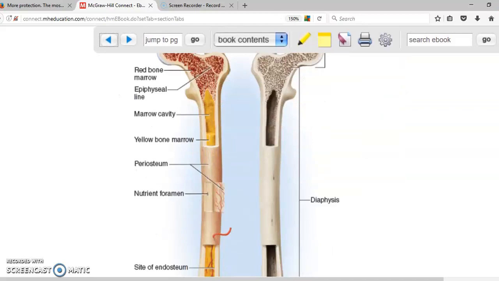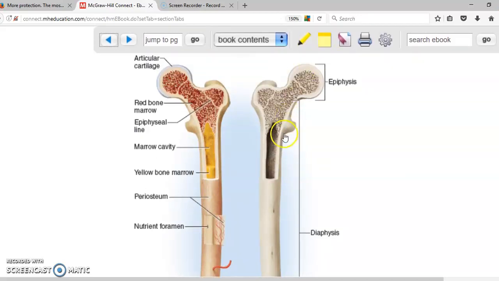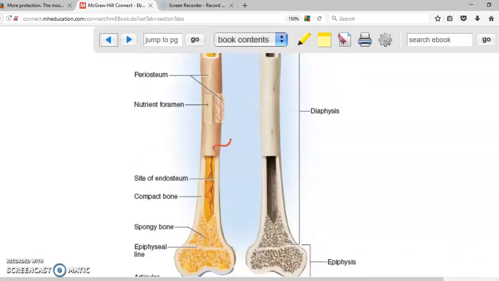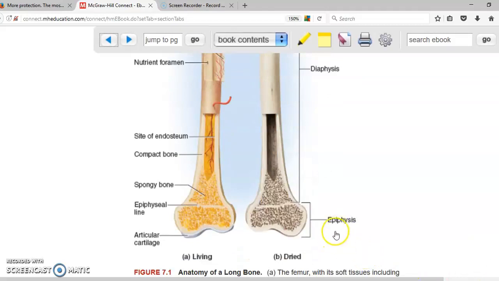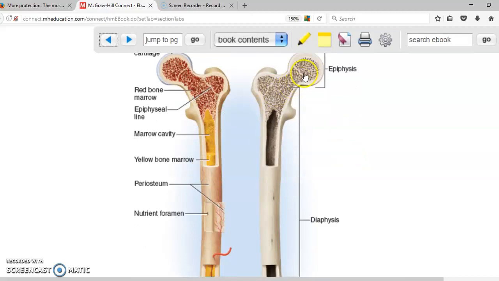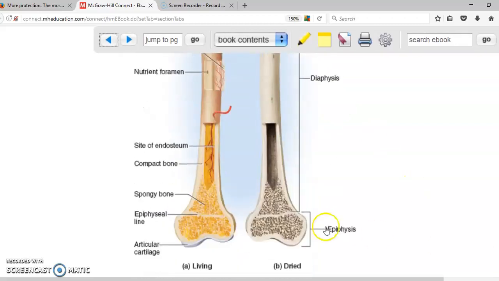In this figure, you can clearly see that the outside, all this area, is going to be compact. The inside is spongy. In the case of long bones, the top of the bone is the epiphysis, the middle of the bone is the diaphysis, and the bottom of the bone, again, is going to be epiphysis. So there are two epiphyses and one diaphysis. This is the femur. This epiphysis is the one that is going to be closer to your body, so therefore this is going to be the proximal epiphysis, and this one is going to be far away from your body compared to the other epiphysis, so therefore this is going to be the distal epiphysis.